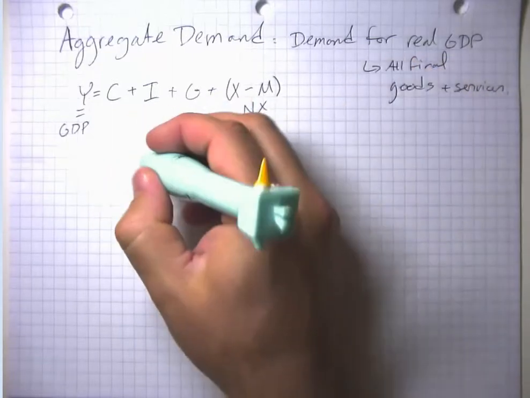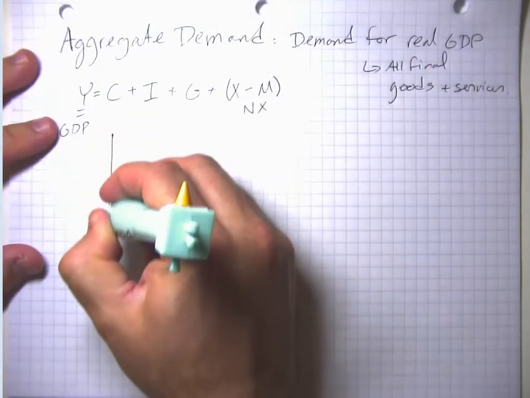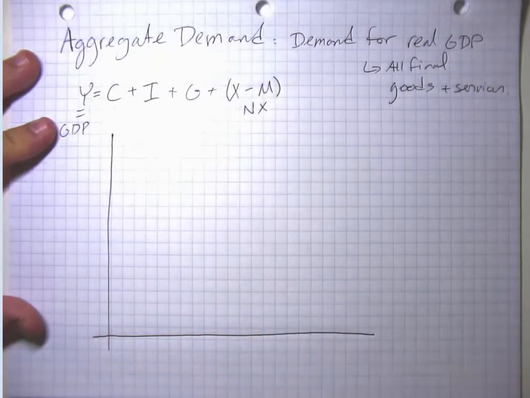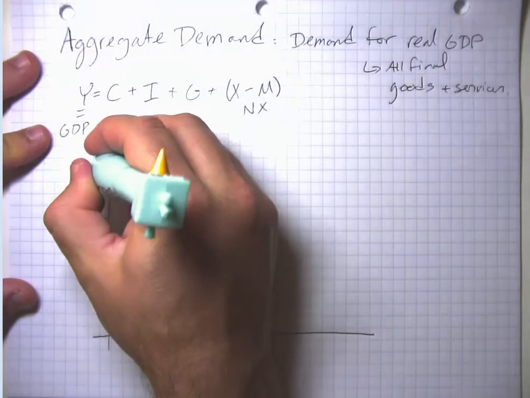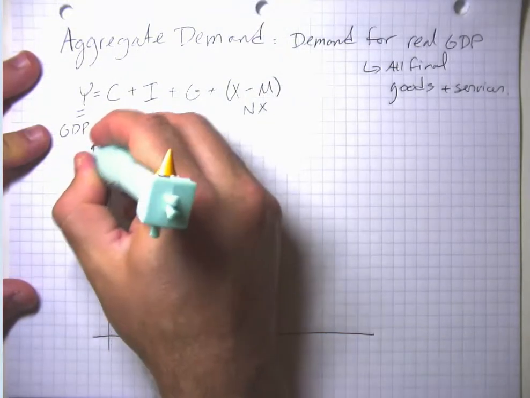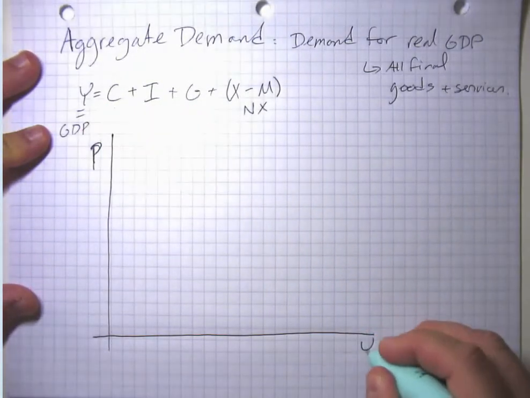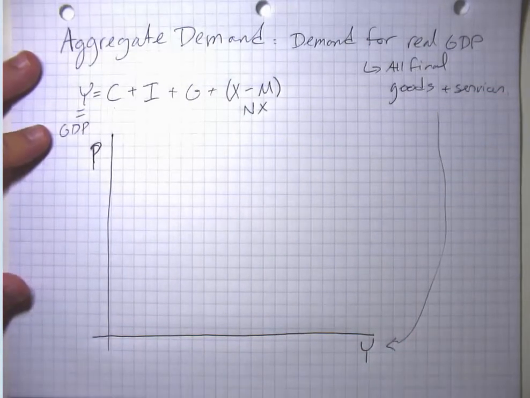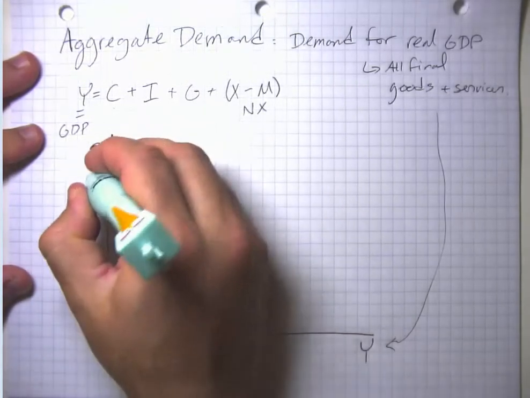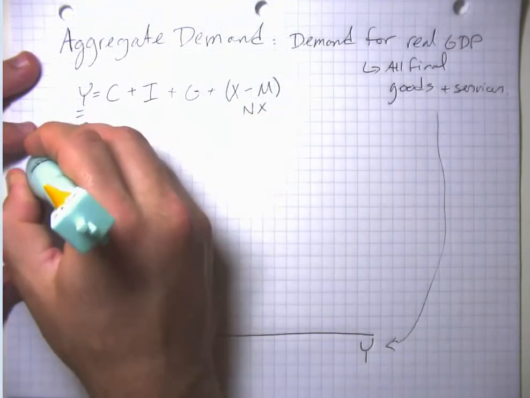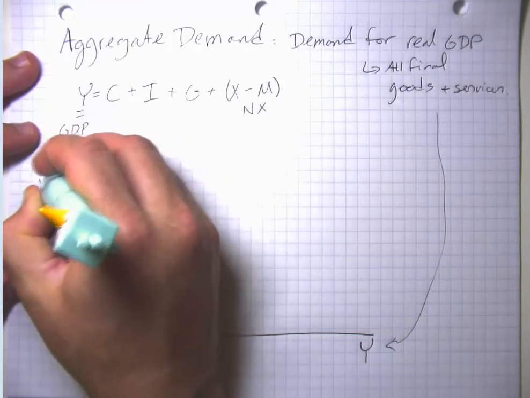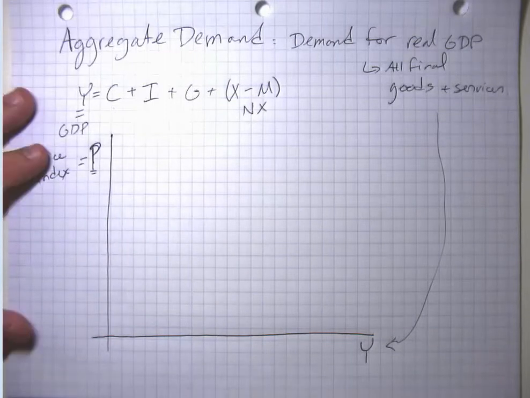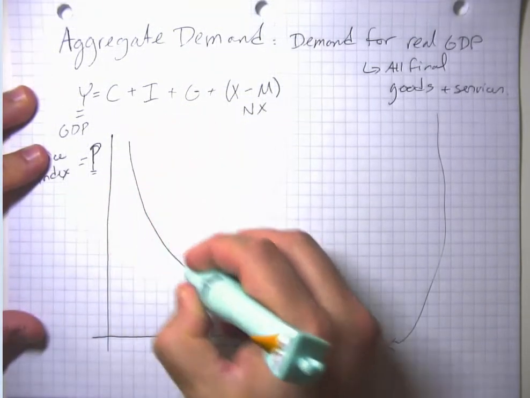And the basic idea here is we're going to draw on the same kind of thinking that we have for normal microeconomics, except now, instead of the quantity of milk, it's the quantity of real GDP, Y, that we're talking about. And instead of the price of some particular product, we have the general price index, something like the CPI or the GDP deflator. And we have an aggregate demand curve.